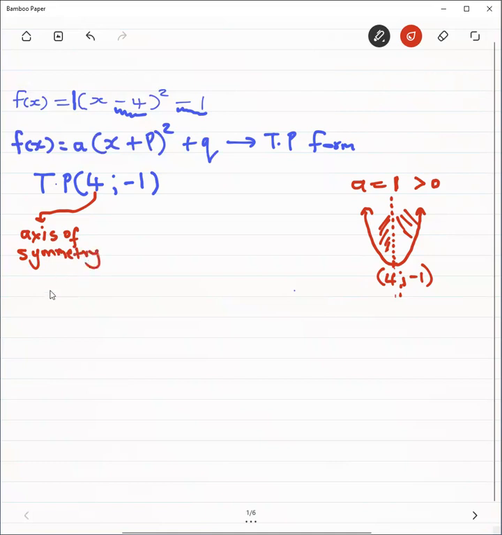So if the question asks you for the axis of symmetry and the graph is a parabola, you know that they are actually asking you for the x value in the turning point. The x value in the turning point is the axis of symmetry. Don't forget that. For a parabola, the axis of symmetry is the x value in the turning point.